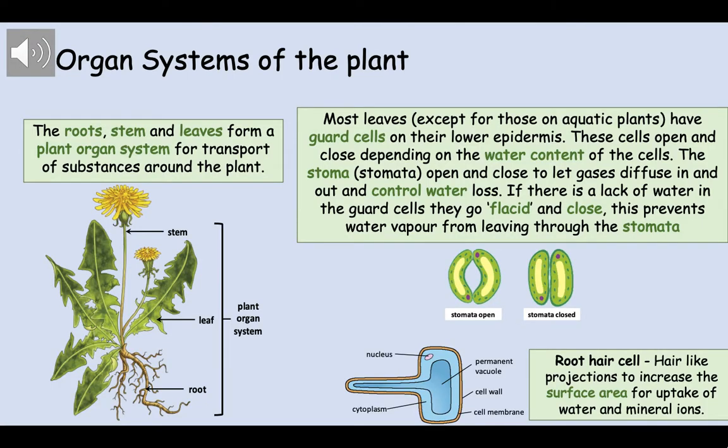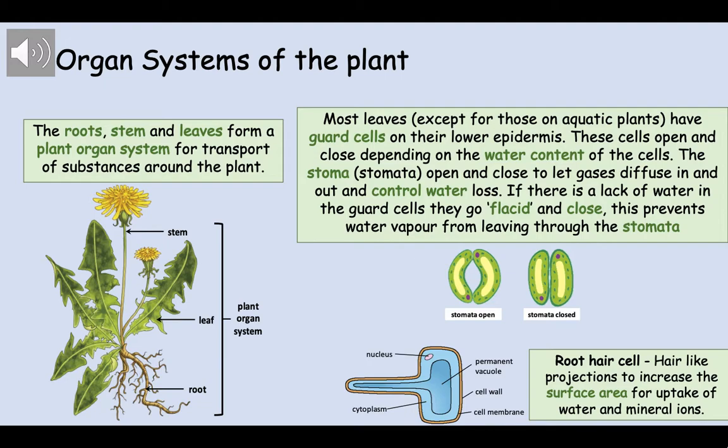So if we want to be looking at a specific organ system of a plant, the one that we are going to focus on today is the plant organ system that is responsible for the transportation of substances around the plant. So if you look at that diagram on the bottom left of the screen, you'll notice that this includes the stem, the leaves and the roots.